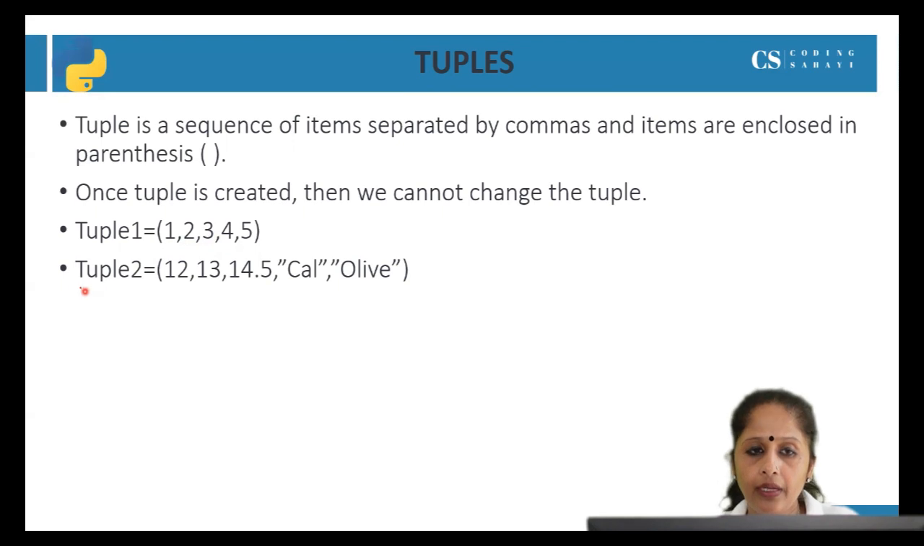Okay, and in tuple 2 I am giving 12, 13, 14.5, cal, olive. These are different types of values. The first two are integers and the third one is a floating type, and the other two are strings. Here for a tuple also we have an index, that is, tuple of 0 is 1, tuple of 1 is 2.